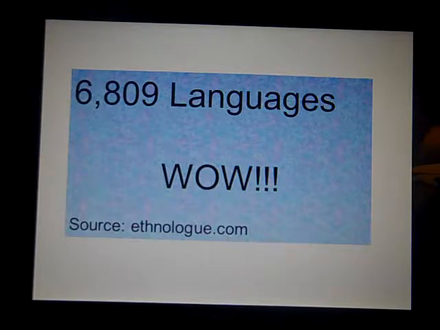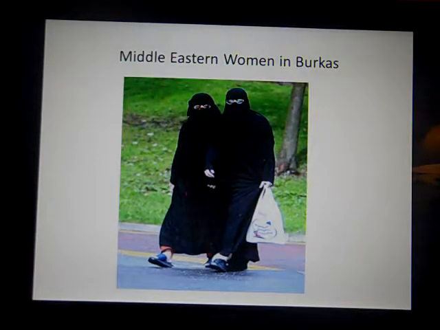Now, a lot of these languages are not spoken frequently, but a lot of them are still used frequently, depending on where in the world you are. 6,809 languages. When we talk about culture, we also often talk about images, and I always like to show this image initially when we're talking about culture. And the question I always ask is, what is the first thing you think of when you see this image?